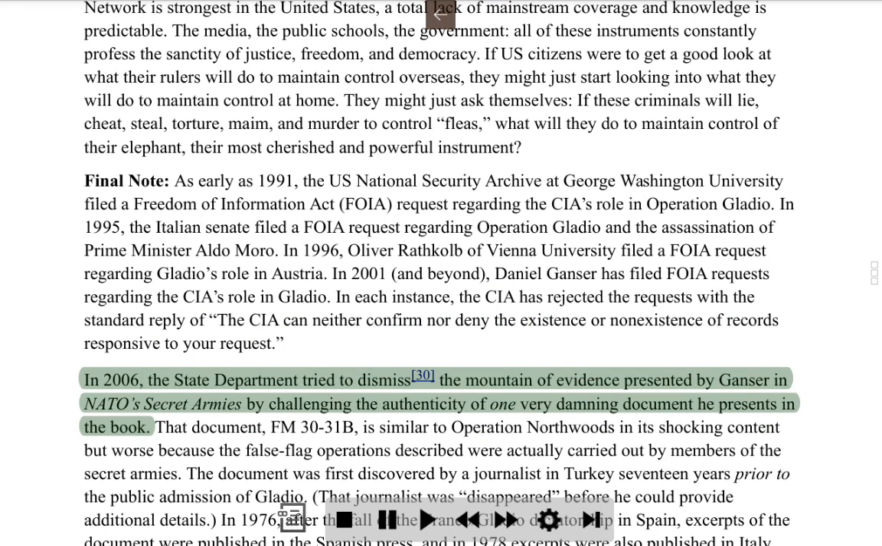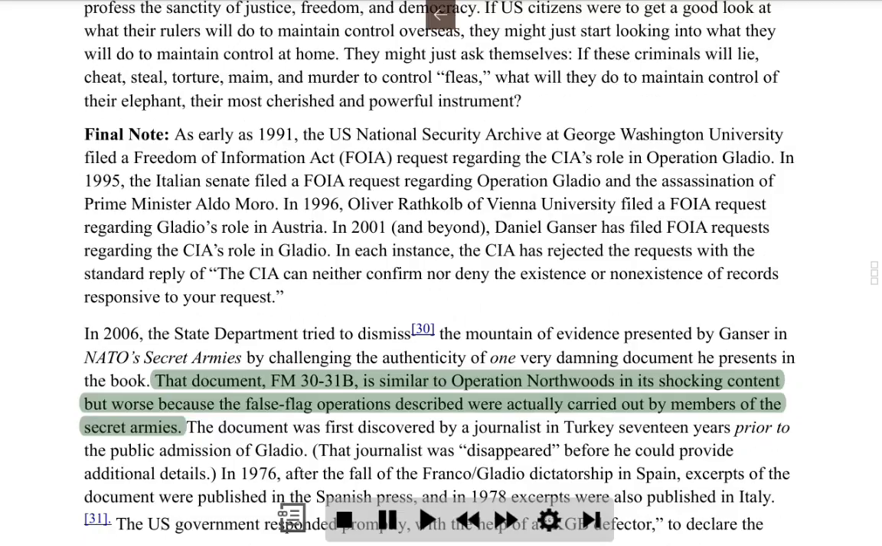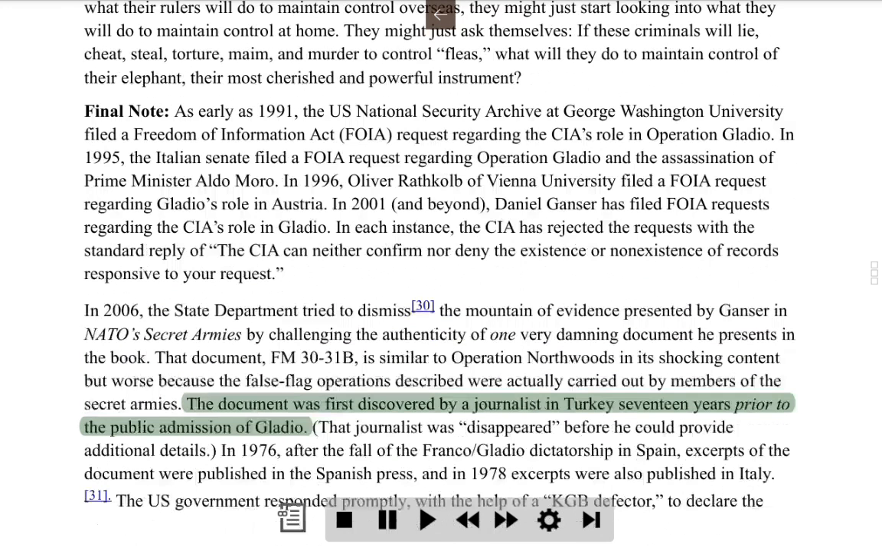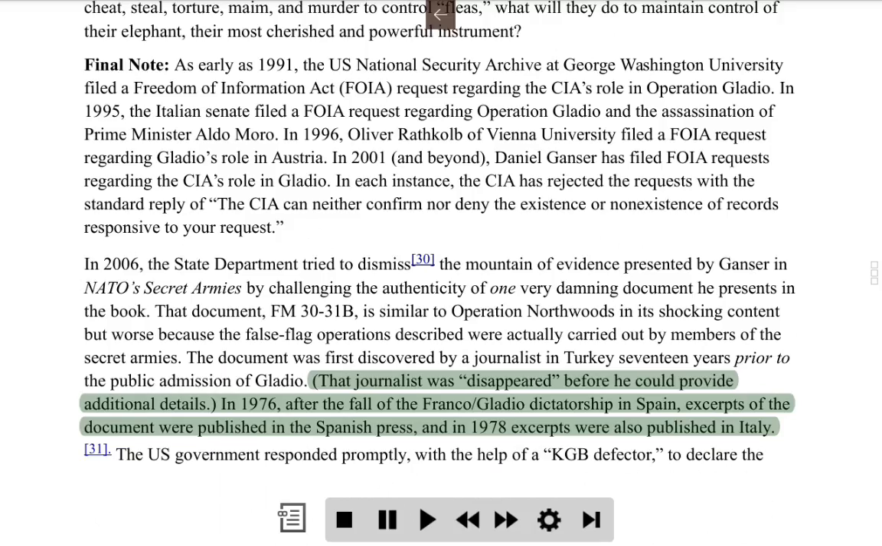In 2006, the State Department tried to dismiss the mountain of evidence presented by Ganser in NATO's secret armies by challenging the authenticity of one very damning document he presents in the book. 30. That document, FM 30-31B, is similar to Operation Northwoods in its shocking content but worse because the false flag operations described were actually carried out by members of the secret armies. The document was first discovered by a journalist in Turkey 17 years prior to the public admission of Gladio. That journalist was disappeared before he could provide additional details.